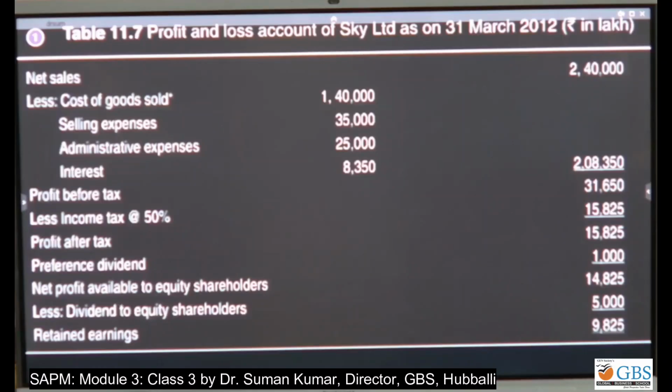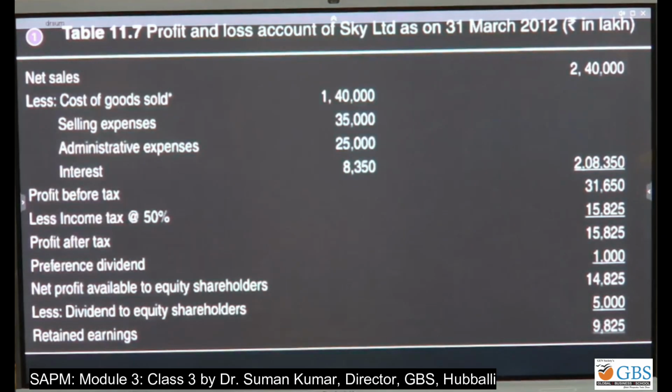So ratio analysis, what is needed to do ratio analysis? One is the profit and loss account and the balance sheet. So this is the profit and loss account of Sky Limited as on 31st March 2012, in lakhs. Net sales is 2 lakh 40,000 lakh, because it is in lakhs.